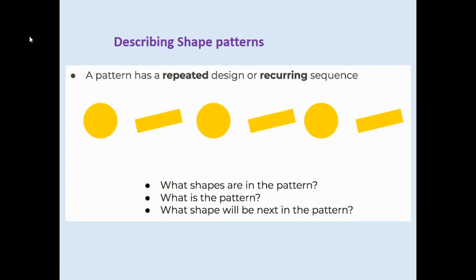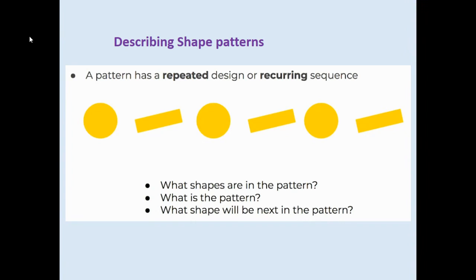So a pattern has a repeated design or recurring sequence. Now what does it mean by recurring? A pattern can be a shape or a picture or a symbol, and it's just repeated over and over again. So it's the same pictures or objects over and over again.